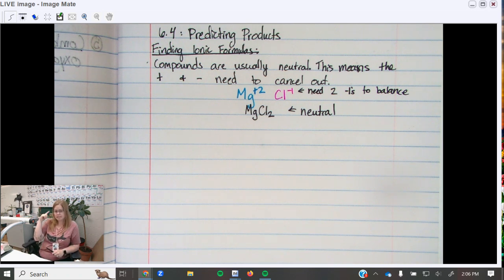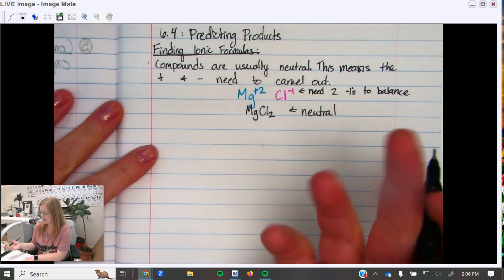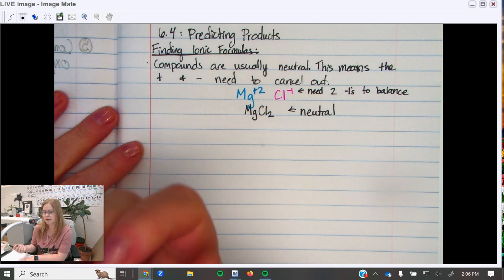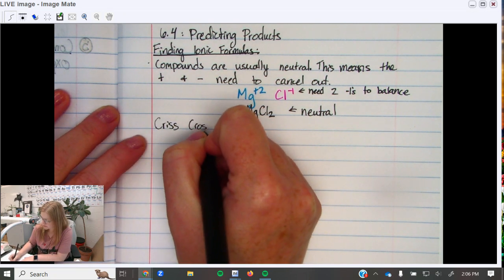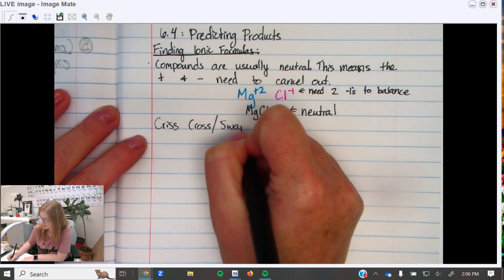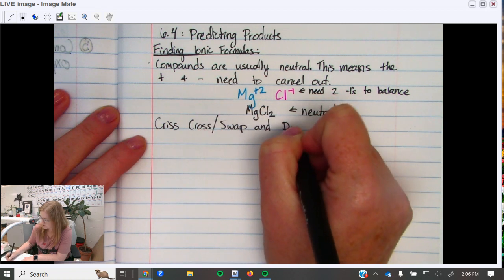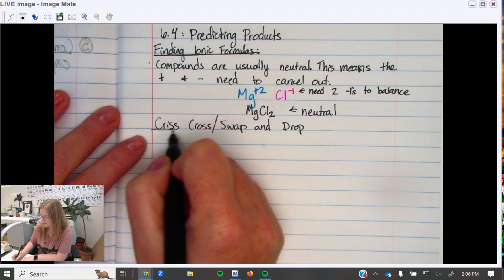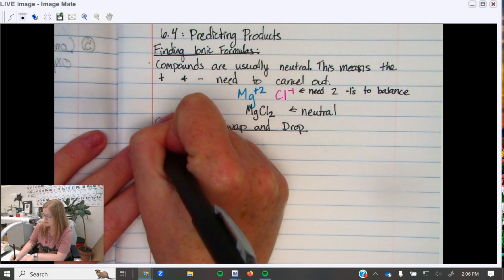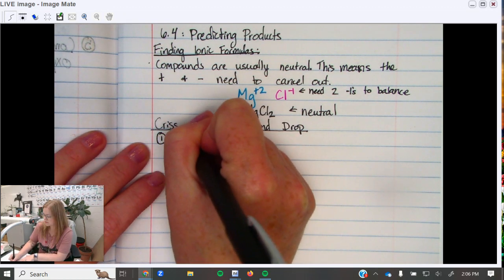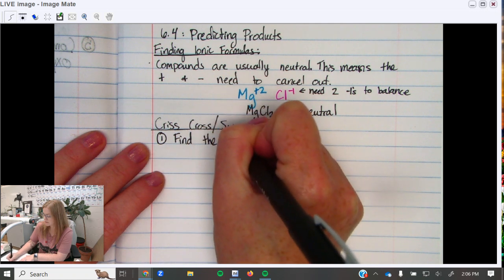If you can't think through that way, kind of logic your way, there is actually a method to do this. It's called the crisscross or swap and drop method. So I like the term swap and drop, but either one works. Depends on kind of how you think about it, but the name is the instructions. So the first thing you're going to do is find the charges.